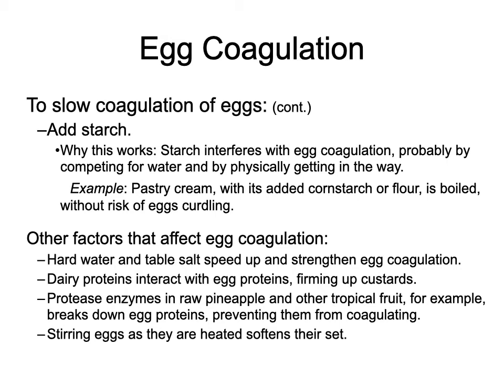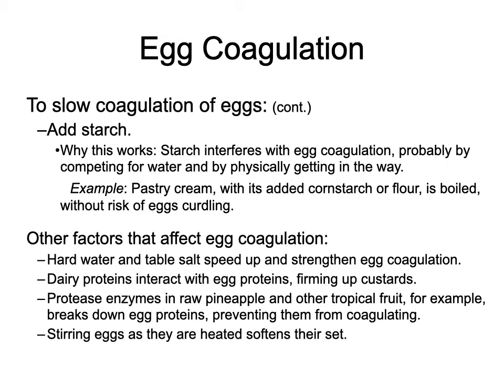There are protease enzymes in raw pineapple and other tropical fruit, and this will break down egg protein, preventing them from coagulating. So if you're thinking about making, let's say, a passion fruit creme brulee, you want to make sure that the protease enzymes in there have been eliminated. The way we can do that with tropical fruit is we bring the fruit up to the boiling point. So we bring it up to a simmer, and then we cool it down. That heating is hot enough to deactivate the enzymes.